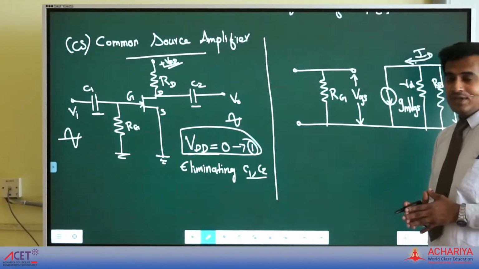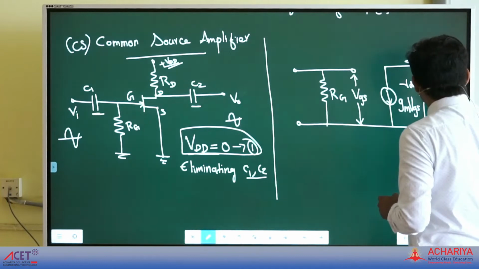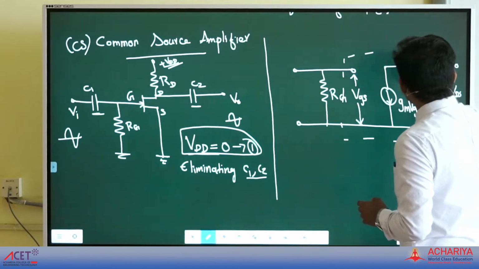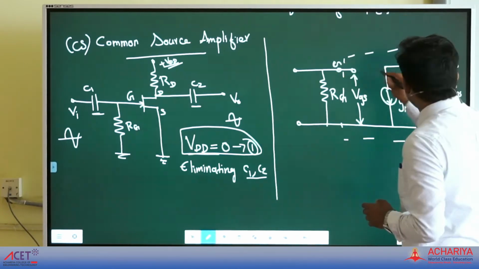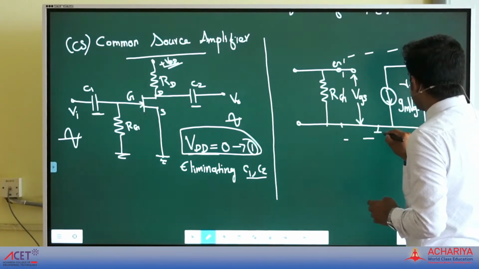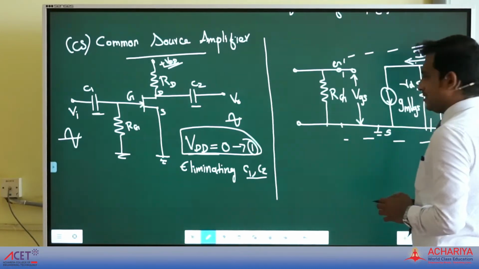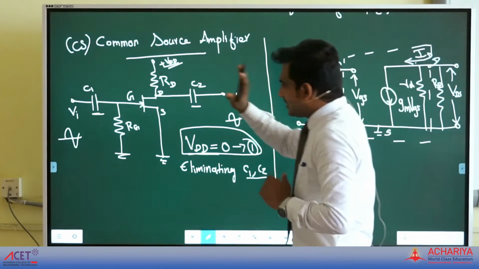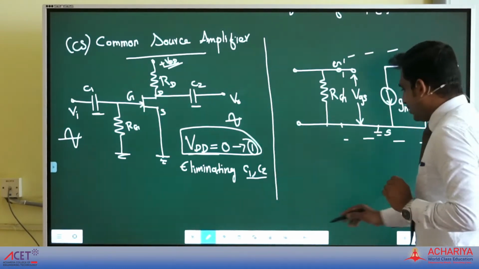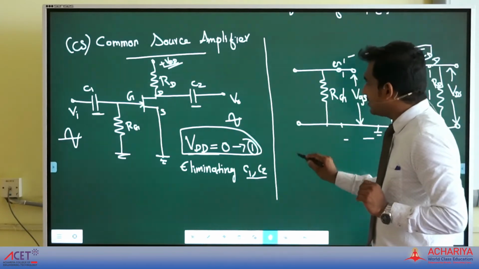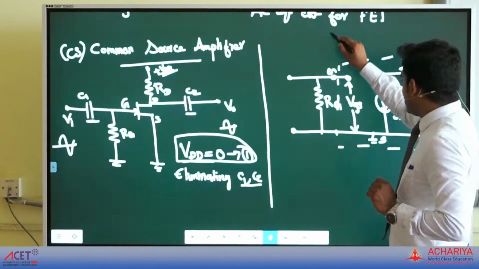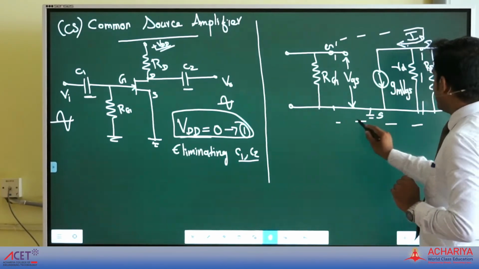Okay, as we know that this is the equivalent circuit of FET. This is gate terminal, this is drain terminal, and this is source terminal. Just we are replacing the field effect transistor with its equivalent circuit. The equivalent circuit we have seen in the previous section. See, this is the equivalent circuit. This is the AC equivalent circuit of field effect transistor.